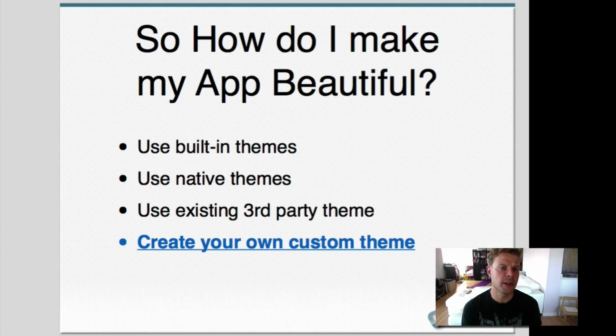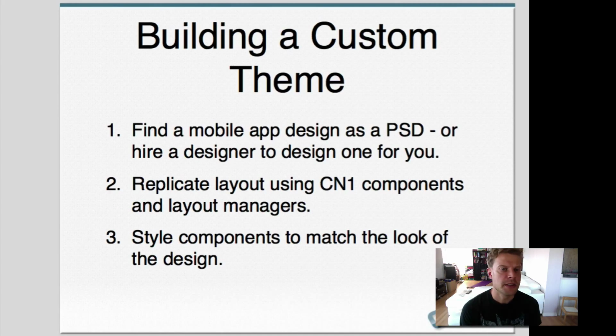And a lot of times when you're developing components, this is the only way to go, because you see a component that you like exactly and you need to put that into your app. So the process for building a custom theme is first of all, you find a Photoshop file or a .psd file that has the design that you need. You can either find them on the internet, there's tons of them out there for either free or commercially, you can pay money. You can hire a designer to build it for you. Once you have that, you then go ahead and replicate the layout using Codename One components and layout managers.